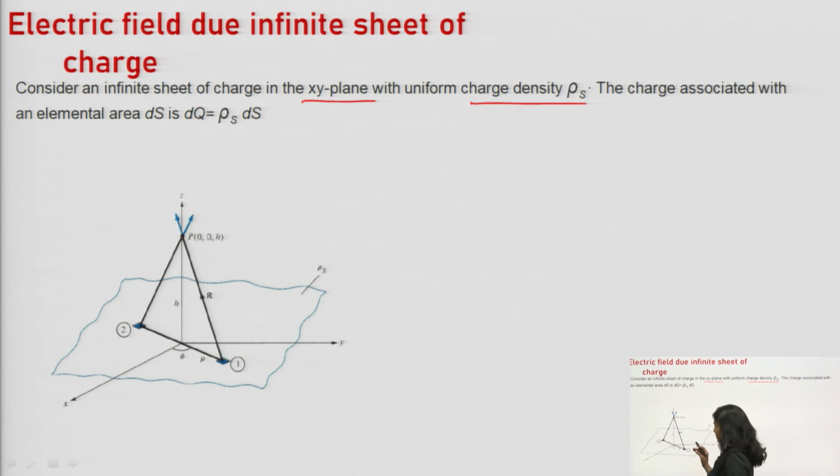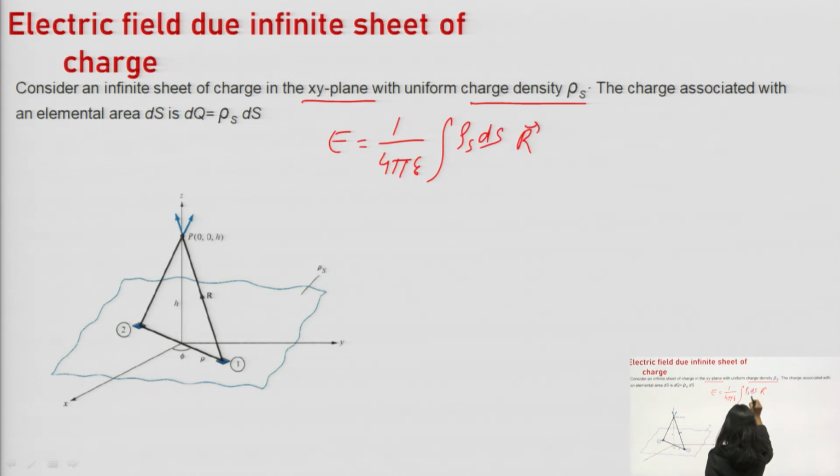In solving this kind of problem, the first step is to write the formula for E. In the case of surface charge, we already discussed the formula of the electric field: E = 1 by 4 pi epsilon integral of rho s dS times the r vector over the cube of the magnitude of r. Let us call it equation 1. In this equation, we need to find dS, the r vector and r in order to solve it.